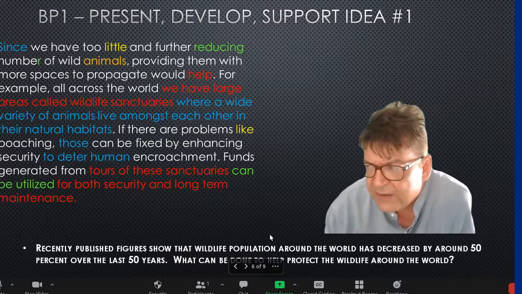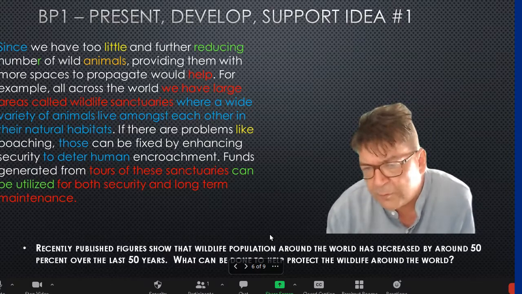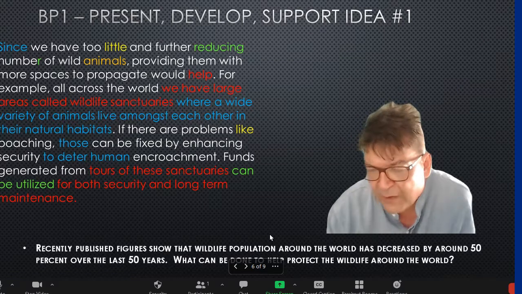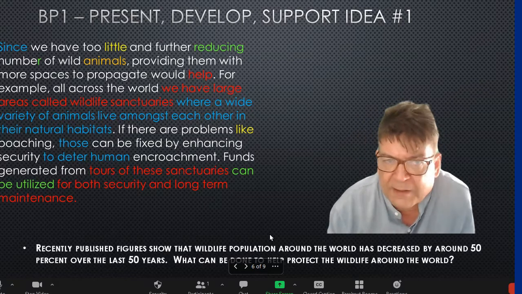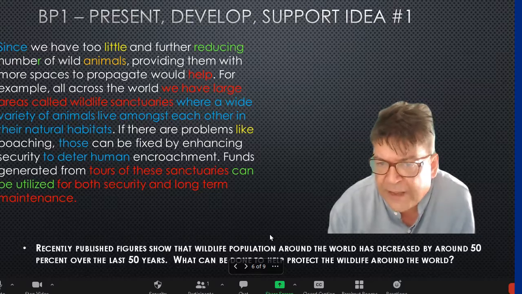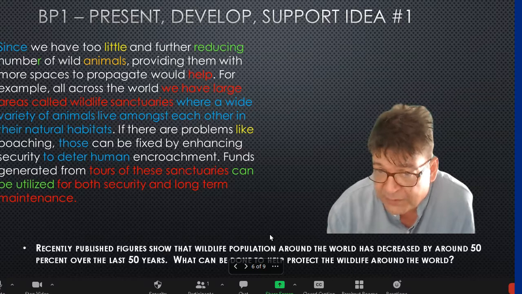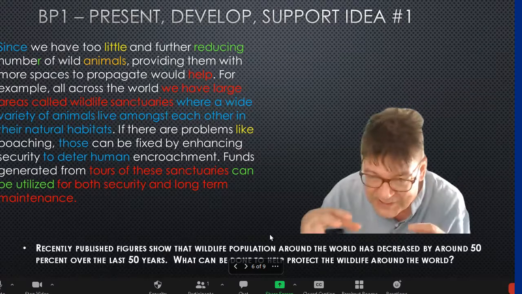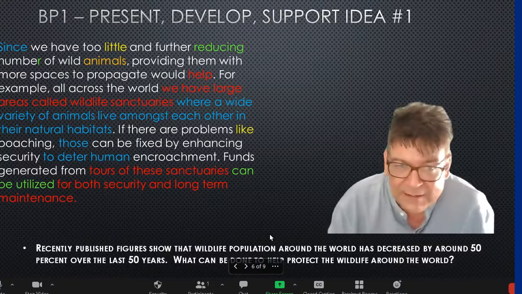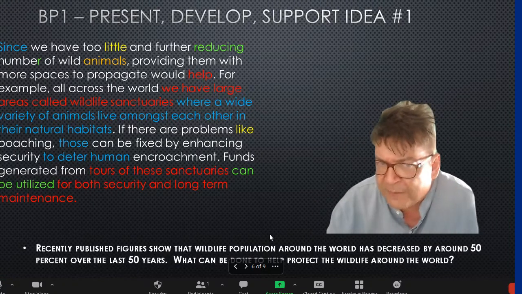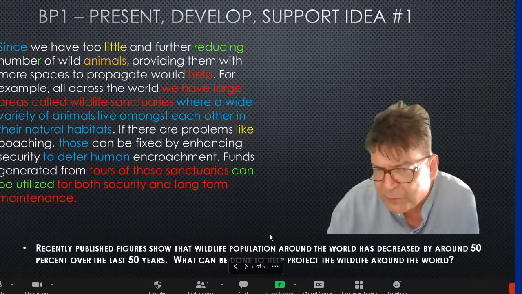Since is also somewhat informal. Right? We'll replace it with as. Too little wild animals. We have too little wild animals. Okay, now animals is countable. And that's what little is, so too few. Too many small ones, little animals. And further reducing number. Now that's, once again, one of your few grammar errors.